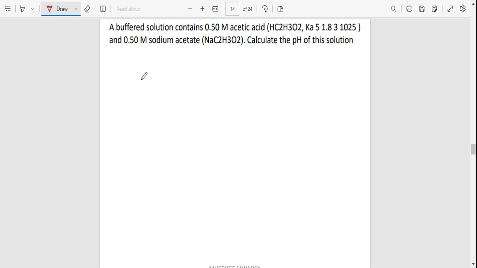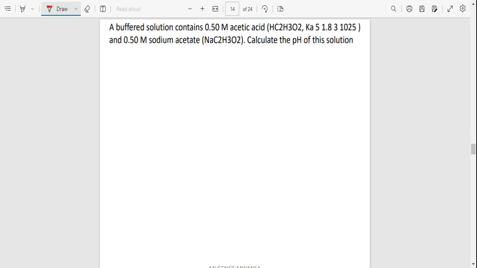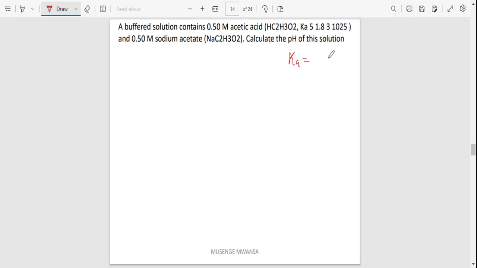Let's consider this one. A buffered solution contains 0.5 molar acetic acid. Okay, the Ka, it's the same as the previous one. For the previous one, we were given the pKa. Now, this one, we've been given the Ka. Let me just write it here because I just copied the question like that. So, the Ka for acetic acid is 1.8 times 10 to the power negative 5.